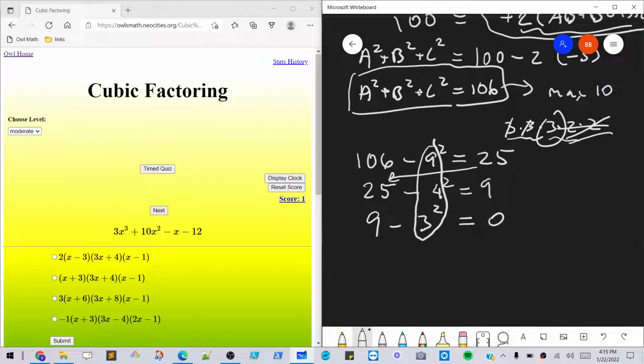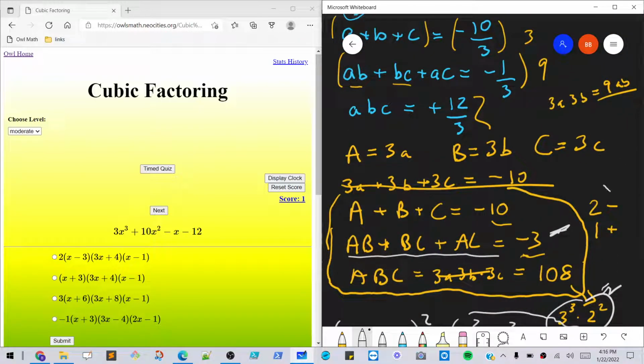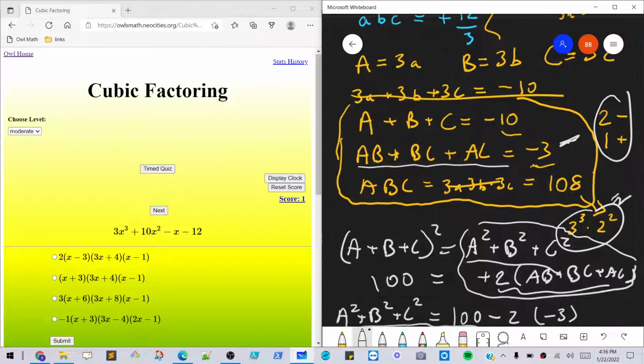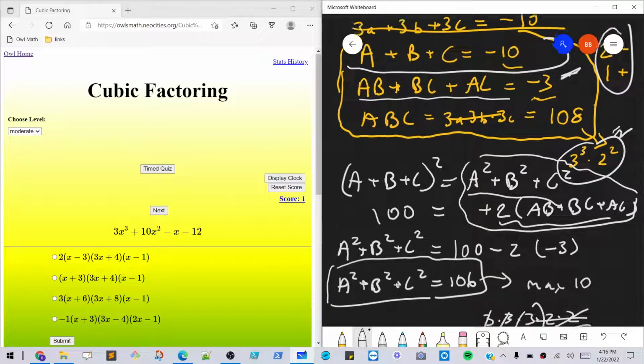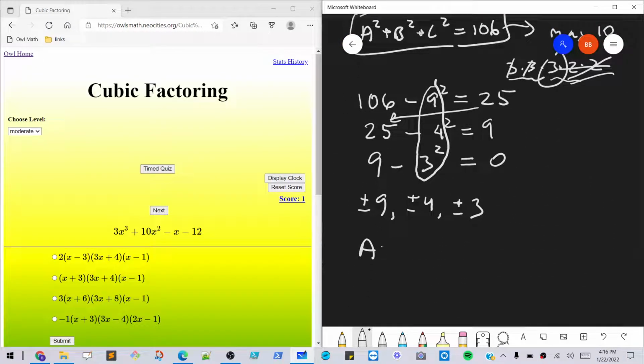Okay, so what we have as our possible roots: plus or minus 9, plus or minus 4, and plus or minus 3, because we don't know the signs yet. But we do know 2 are negative, 1 is positive. And I'm going to use this equation here. So let's just see. I'm saying a plus, let's get some color in here.